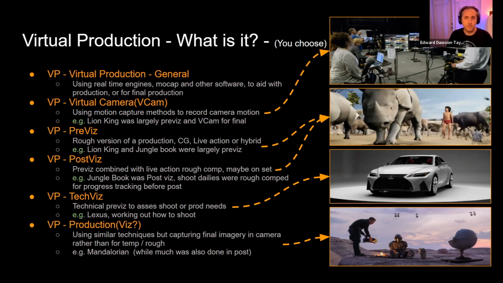Really, it's using a bunch of different technologies, from mocap, real-time engines, other bits of software to aid in production, pre-production, final production. Now, an example here from The Lion King: what we were doing there was previs and using a virtual camera, so the filmmakers could actually shoot a real camera in a virtual environment that was all completely CG.